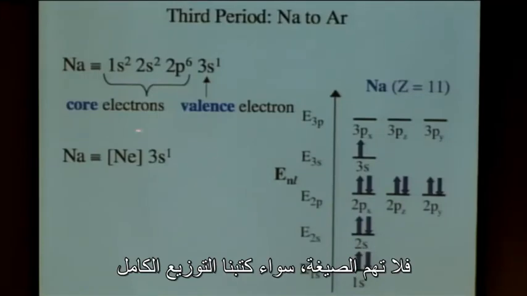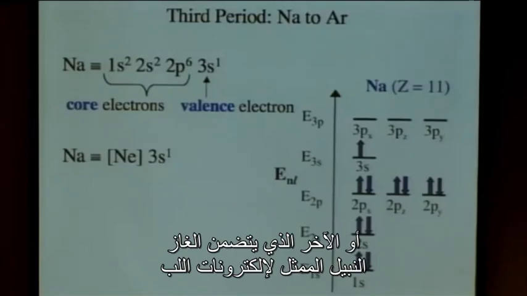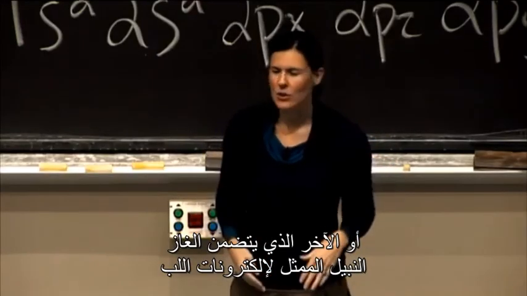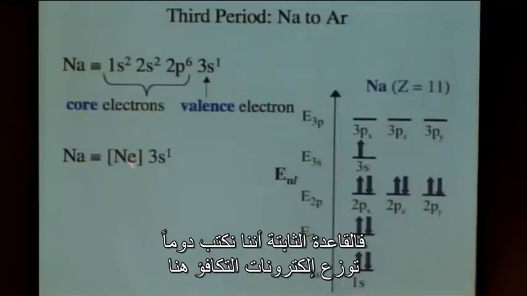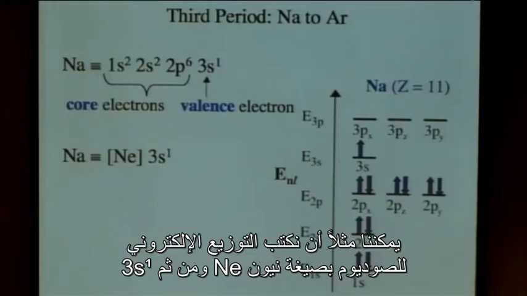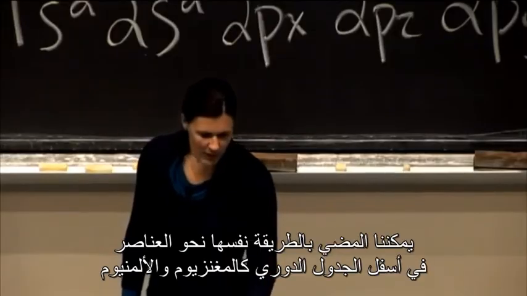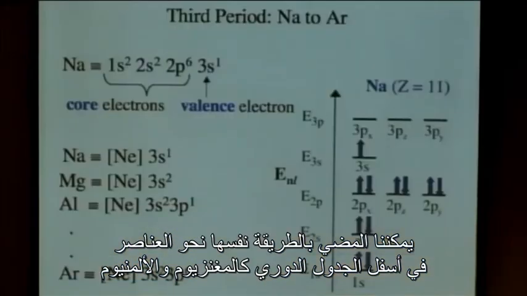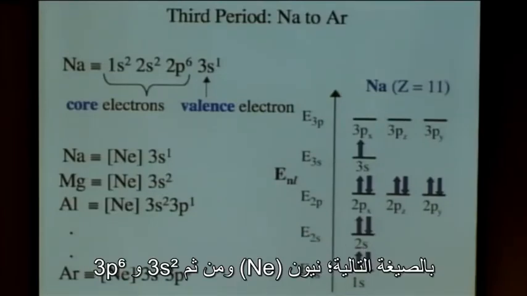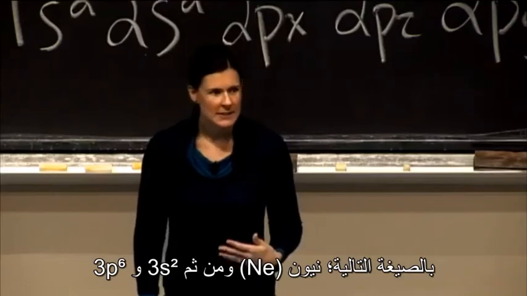No matter whether you write out the full form or the noble gas configuration, where you write Ne first, or whatever the corresponding noble gas is to the core electrons, we always write out the valence electrons. So for sodium, again, we can write Ne and then 3s1. We can go all the way through magnesium, aluminum, to the noble gas argon, which would be Ne and then 3s2, 3p6.